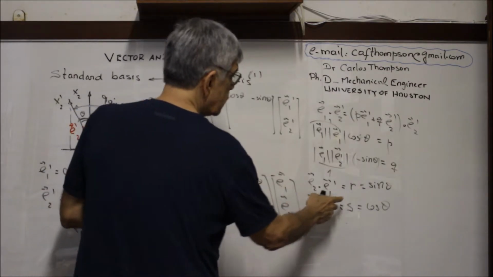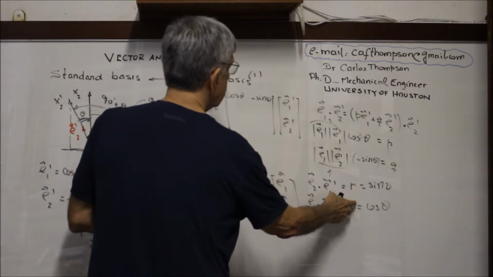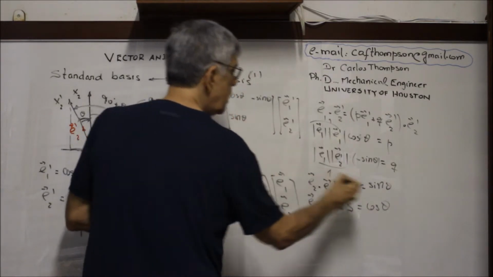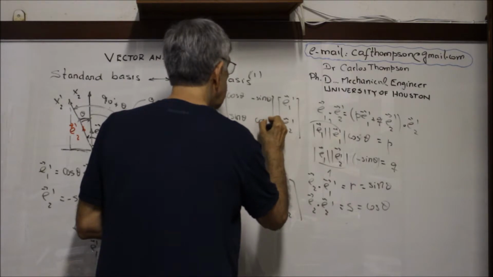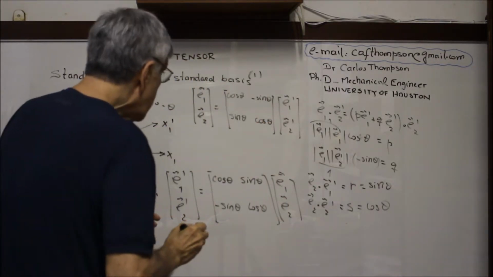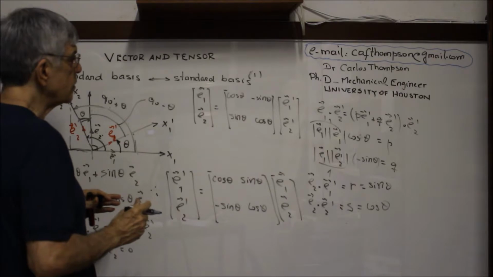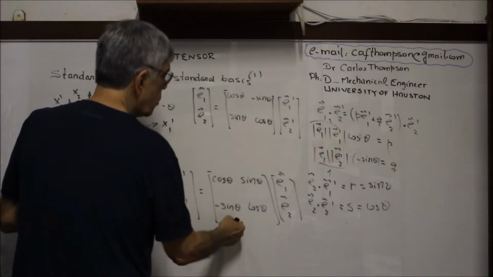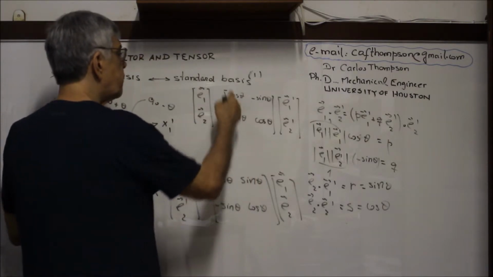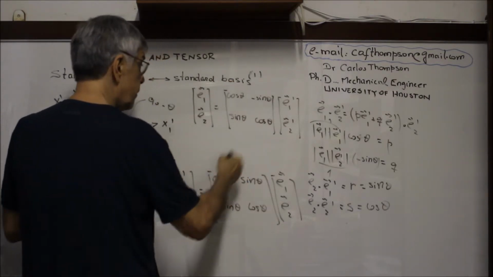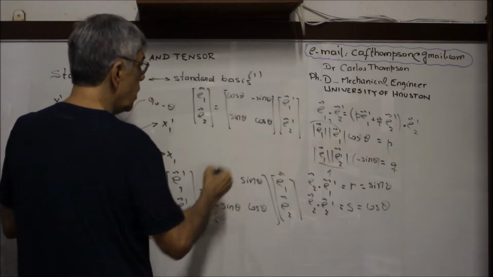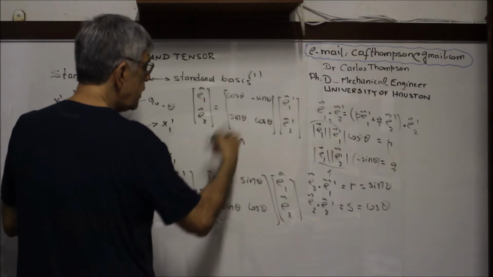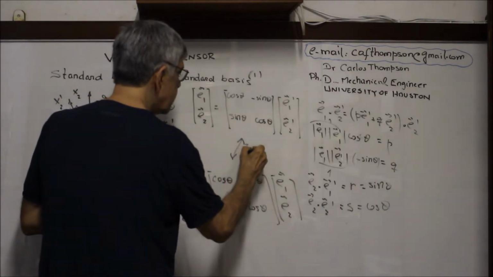Now you see R here will be sine of theta, and S will be cosine of theta. Now it's very, very interesting. You see, look, this is the second column and this is the second row. That's the first column, the first row. So this matrix here is the inverse. The inverse.